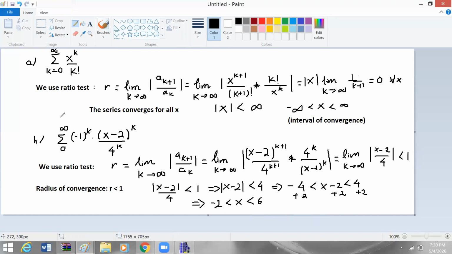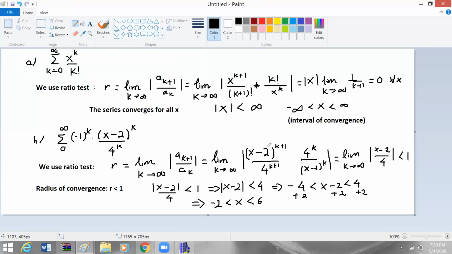But remember, this question does not involve any factorials. So I don't really have to use the ratio test. I think I can use the root test in order to solve for this question. That's going to be a lot easier. I feel like using the root test is a lot easier than using the ratio test. So I don't have to rewrite the term with all of that.